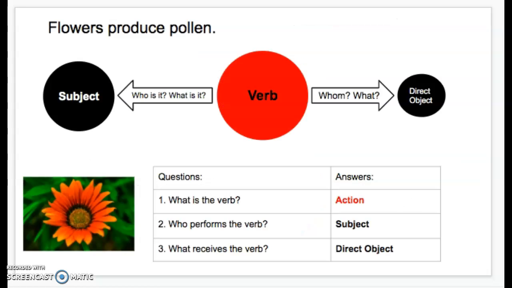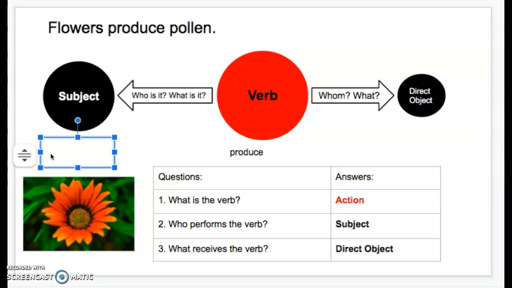Here my sentence says flowers produce pollen. And so as I look to analyze my sentence, we want to first go on that hunt for the action. And so in our sentence, flowers produce pollen, produce is the action or the verb. And so then we can ask who is it or what is it that produces? In this case, what is it? Flowers. Flowers would then be my subject of my sentence.